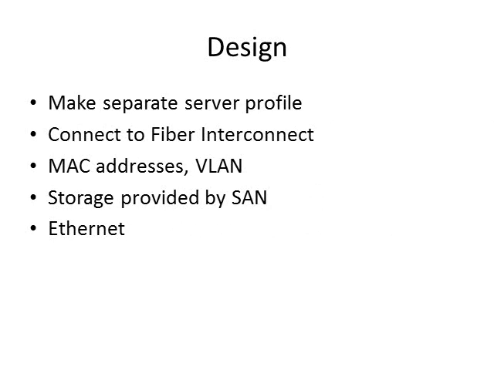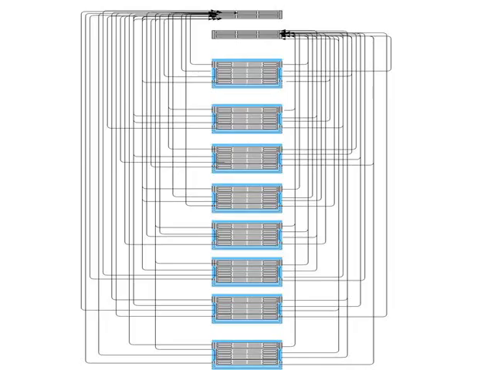We'll also make a separate server profile inside our data center that will also be connected with the fiber interconnect. This server profile will have 3 distinct values. It will have the organization, all the MAC addresses and VLAN information, and all the networking stuff in the software. Storage is provided by SAN, which is connected to the fiber interconnect, while Ethernet will also be connected to the interconnect. So here's our design. As you can see, there are 8 chassis with 4 blades in each of the chassis and 4 connections between each chassis and each fiber interconnect.